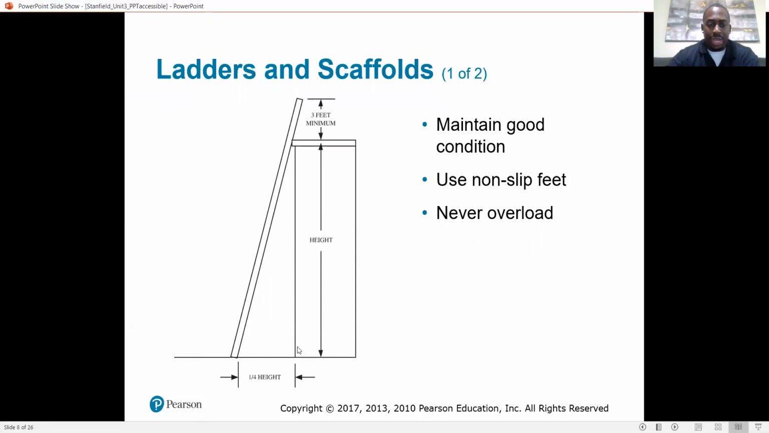So it's important that you have the proper distance right here, which is 1/4 of the height of the building. So, if your ladder is extended 20 feet, then your base should be no more than 5 feet away. Wait, is that a quarter? It should be a quarter. The distance from the building should be a quarter of the height of the building.